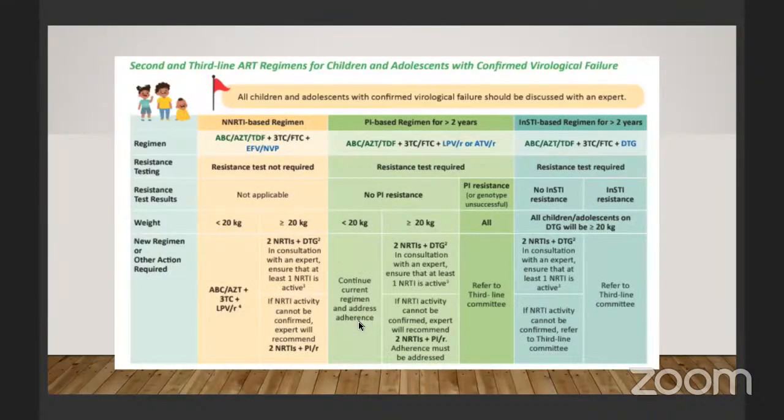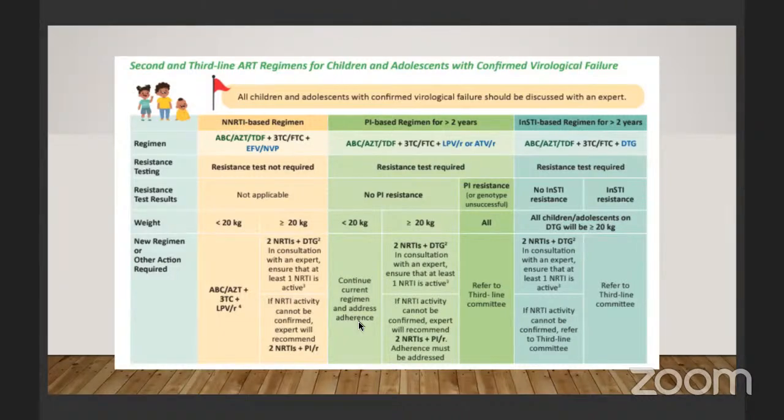So second and third line ART regimens for children and adolescents with confirmed virological failure. So if we're going to use an NNRTI-based regimen, resistance test is not required. So the regimen would be abacavir, AZT, TDF, or TDF, and then you add it with 3TC or FTC, and then you add efavirenz or nevirapine. So resistance test is not required. The weights are there. And yeah, the regimen that is required is also weight dependent.